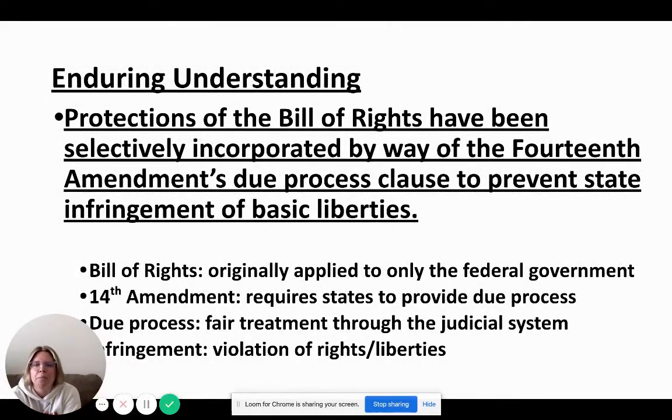Okay, and during understanding, the protections of the Bill of Rights have been selectively incorporated. Key idea. What is selective incorporation? It's the idea that the Bill of Rights applies to the states.